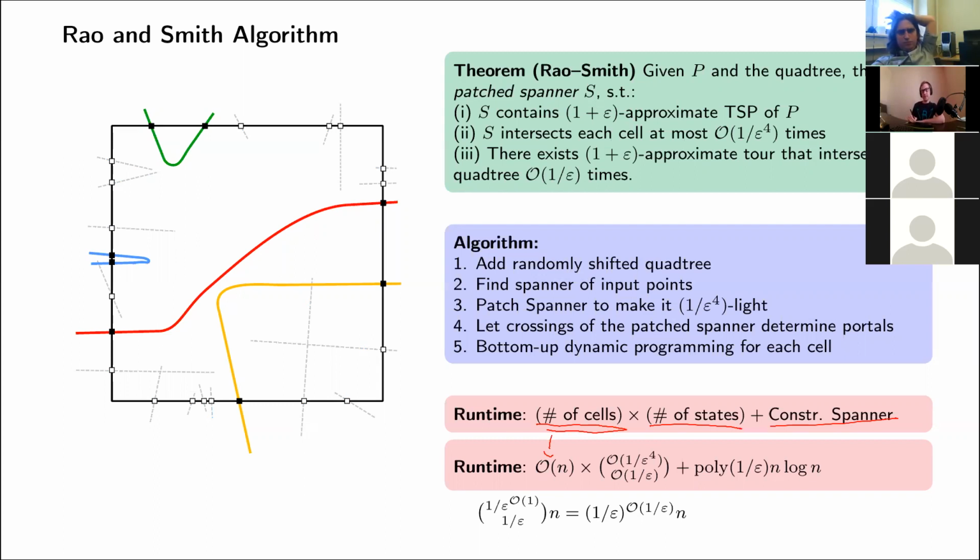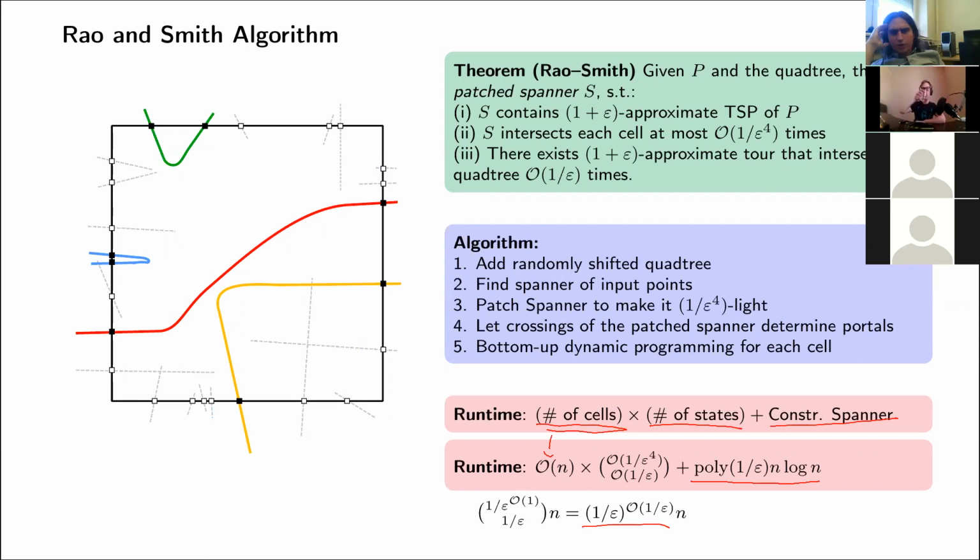And this compressed quadtree has only a linear number of cells. The number of states is (1/epsilon)^4 plus 1/epsilon, which is the expression that I've promised you. And the time to construct this light spanner is poly(1/epsilon) times n log n. And this is where the running time of Arora-Smith comes from. Any questions about the Arora-Smith algorithm?